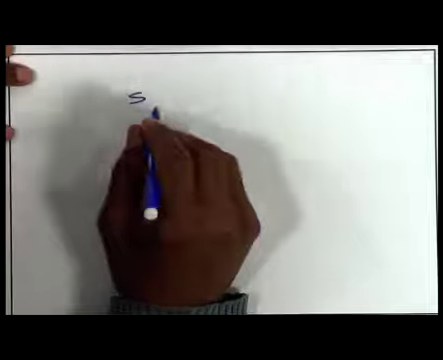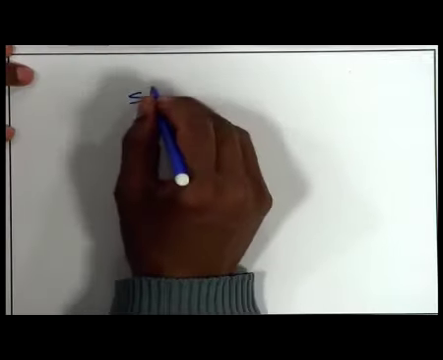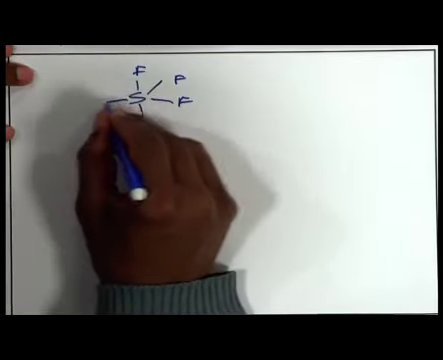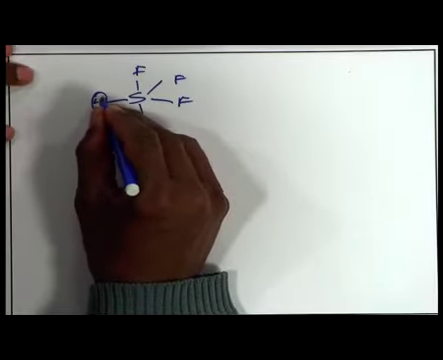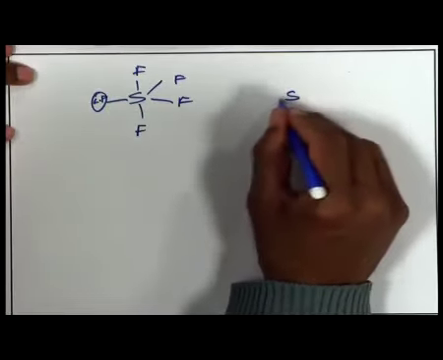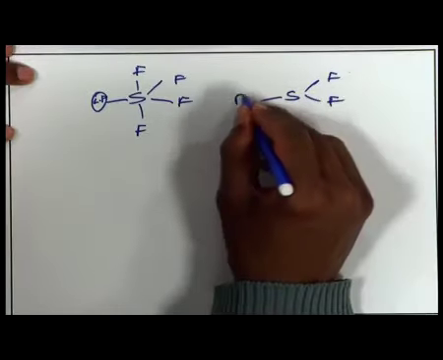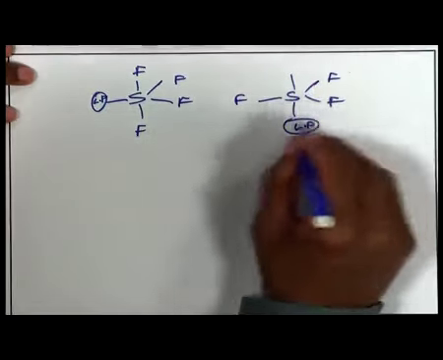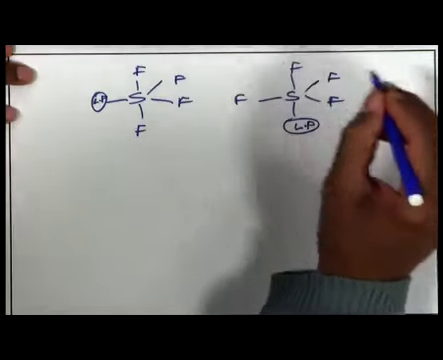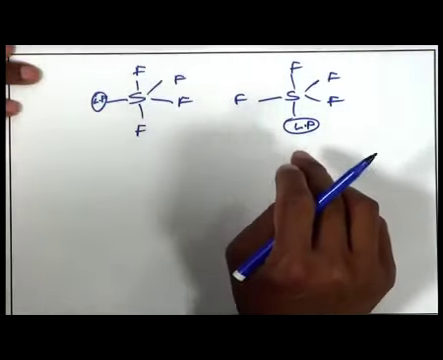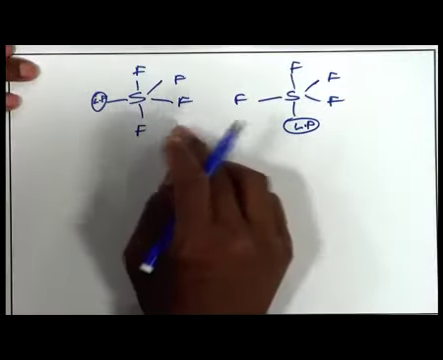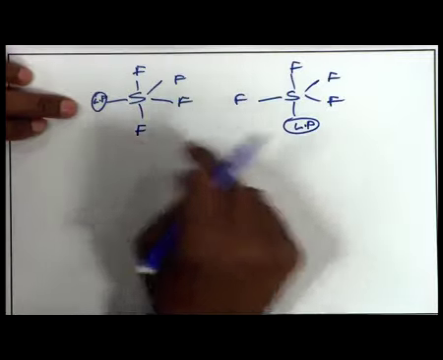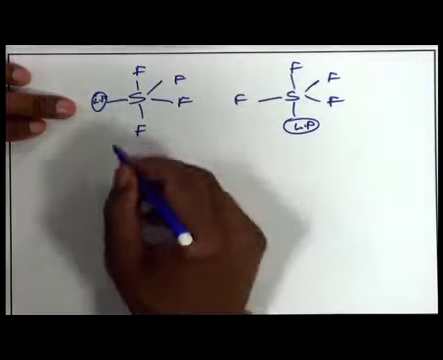Now, what is the shape of SF4? You have two arrangements like this, this is a lone pair, and then you have an arrangement like this, a lone pair, and then you have your fluorines. Between these two structures, which is the correct shape of the molecule? The correct structure of the molecule is this one, because it has two 90-degree repulsions. Here there are three 90-degree repulsions. This is the correct structure.